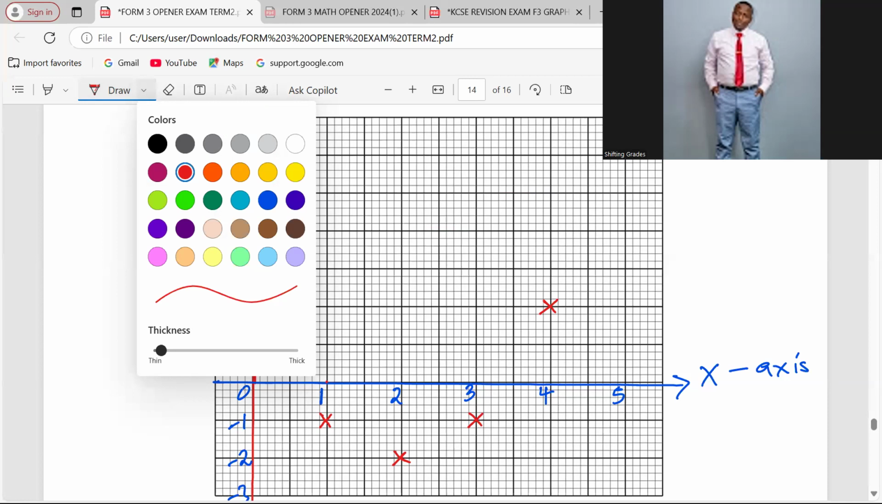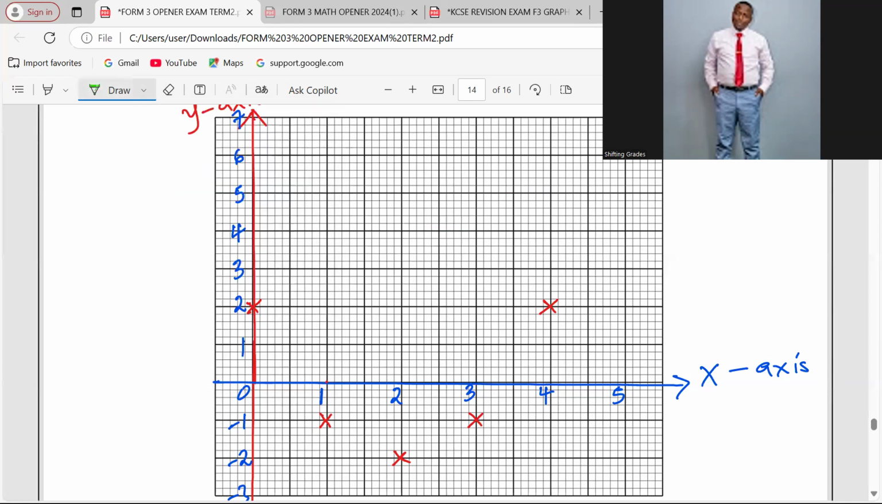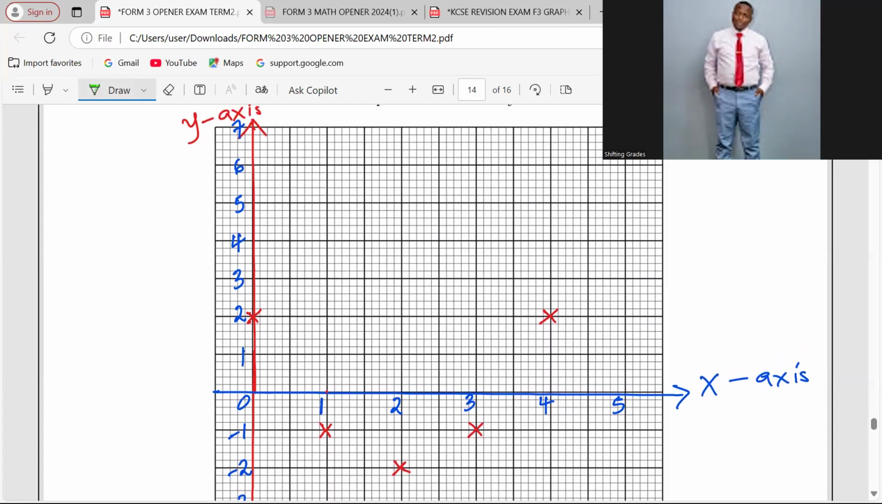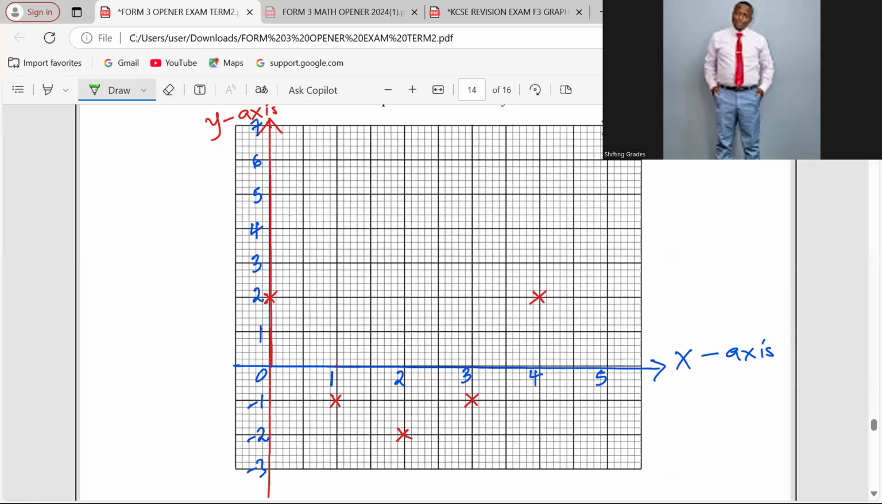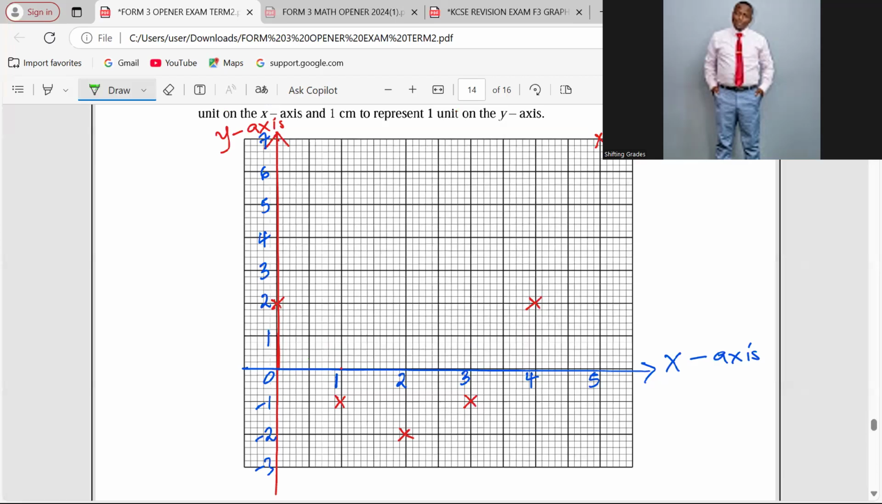So now I can use green here to do the curve because I have already plotted the coordinates. Let me join them smoothly and continuously so that I may get a clean, very smooth curve. So I have to join now. Remember, a curve is supposed to be smooth. So it's smooth.